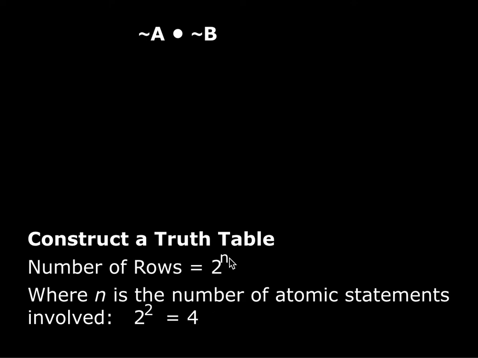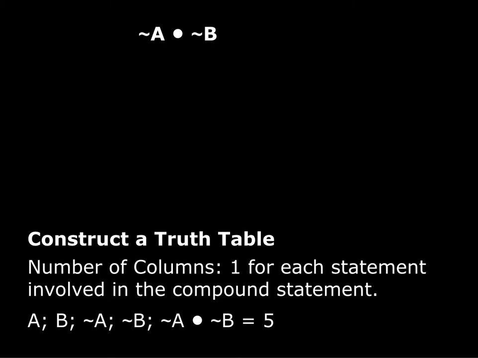If we had 3 atomic statements, suppose it was A and B in parentheses, and if A, then C, then we'd have 3 atomic statements: A, B, and C. We would need 2 to the third power, which would be 8 rows. But here we need 4 rows. How many columns are we going to need? We need 1 column for every statement involved in the compound statement.